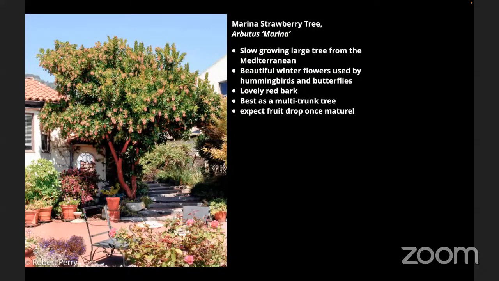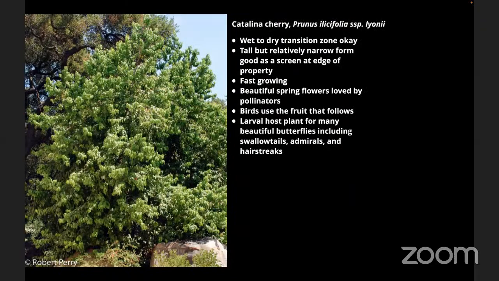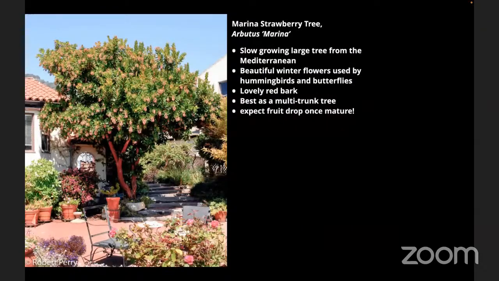This is one of the few non-native plants that is in the presentation. But it is a lovely evergreen option. All of these in the larger tree categories so far are evergreen. This is the Marina strawberry tree, Arbutus marina. It's a slow growing large tree from the Mediterranean. It does have beautiful winter flowers that are utilized by hummingbirds and butterflies.